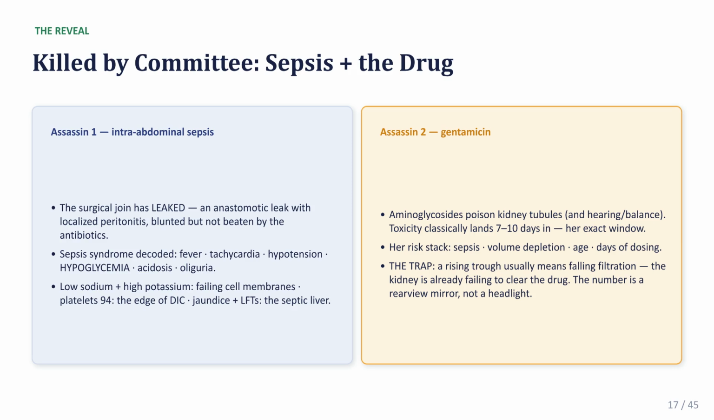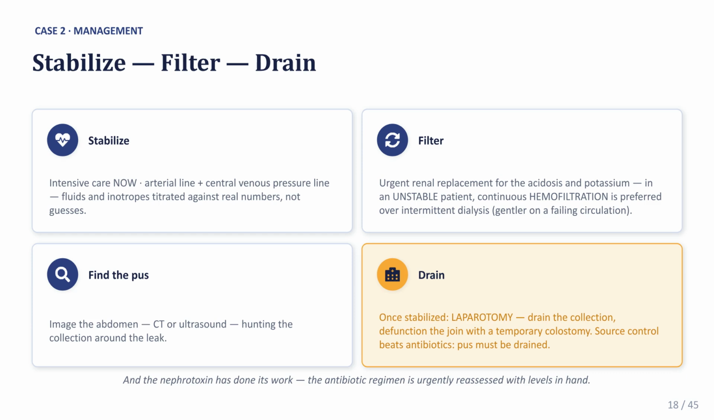Remember, a rising trough means falling filtration. The number is a rearview mirror, not a preventative tool. Management requires stabilization in the ICU with invasive monitoring. For renal replacement in an unstable patient, continuous hemofiltration is safer than intermittent dialysis.